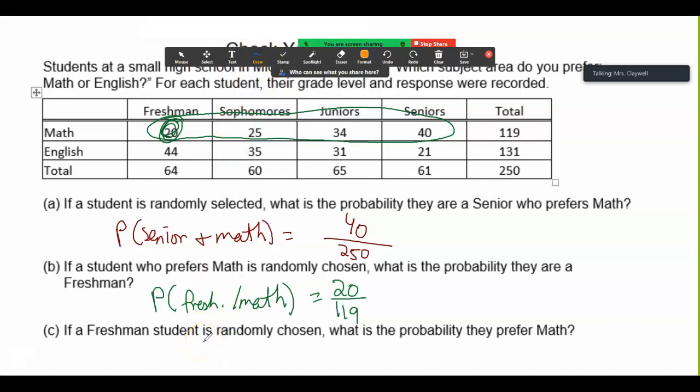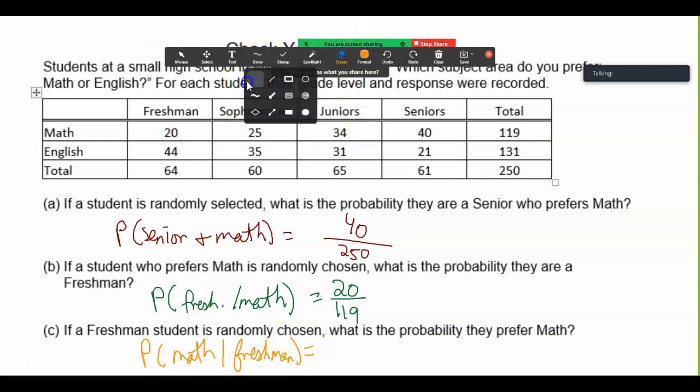If a freshman student is chosen at random, what is the probability that they like math? So this is switching that. This is the probability of math given freshman. So I'm selecting of the freshmen. There's 64 of them. How many like math? 20.